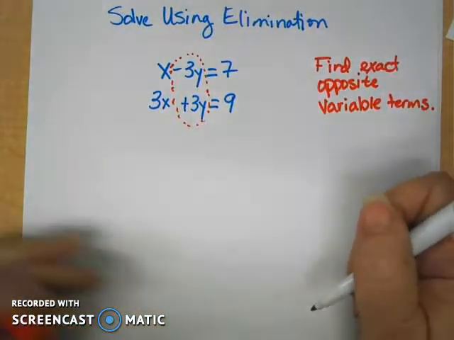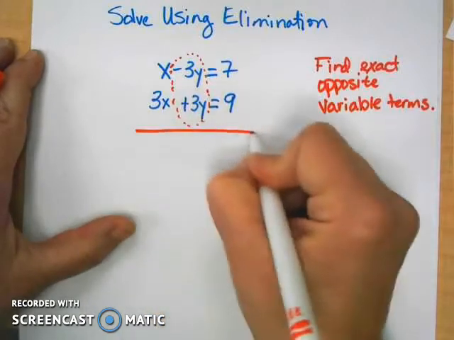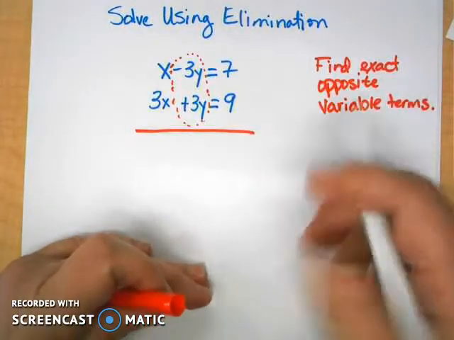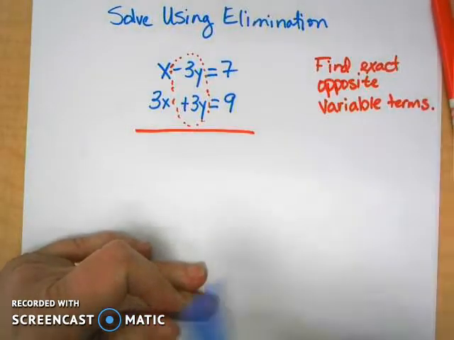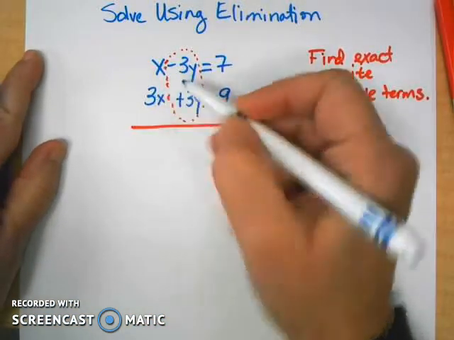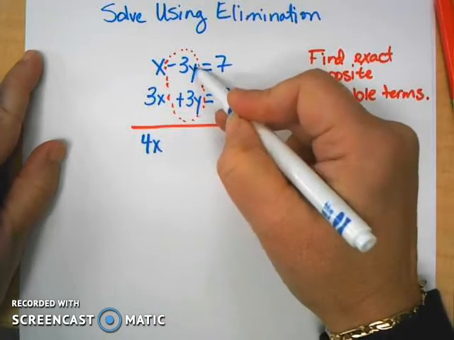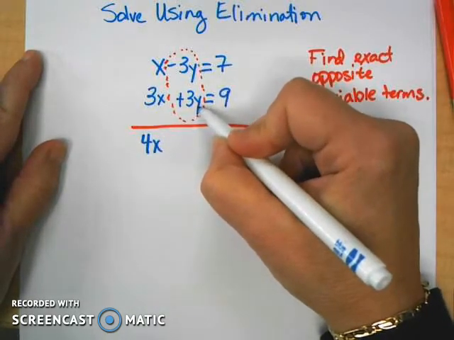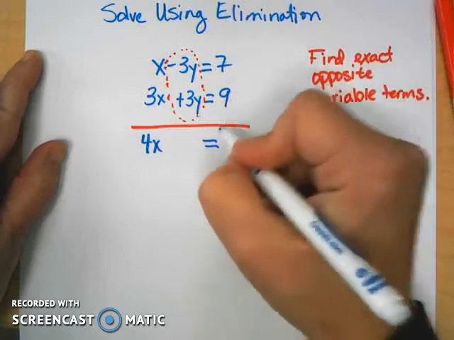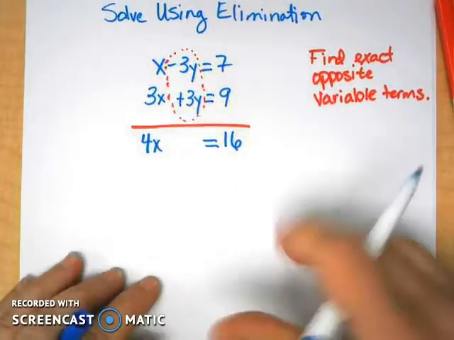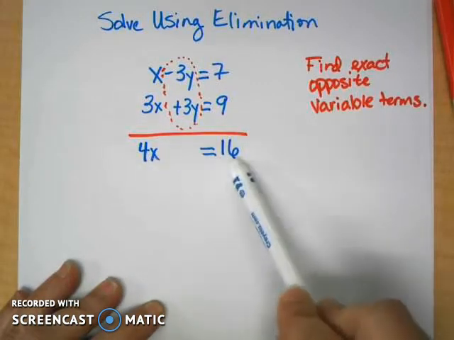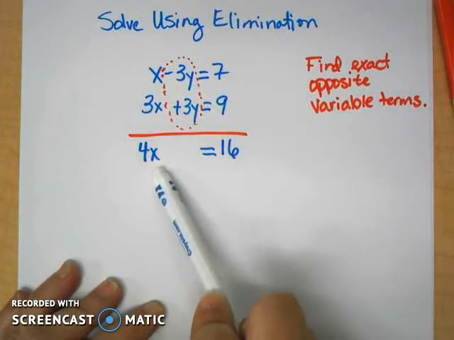And because those are exact opposites, I can simply add through the columns of like terms, combining those like terms, and you'll find that by doing that, you'll eliminate the y terms. So let's see, x plus 3x gives us 4x. Negative 3y plus positive 3y cancels out. It goes away. And 7 plus 9 will give us 16. This allows us to eliminate one of the variable terms from the system so that we can then focus on solving one variable at a time.